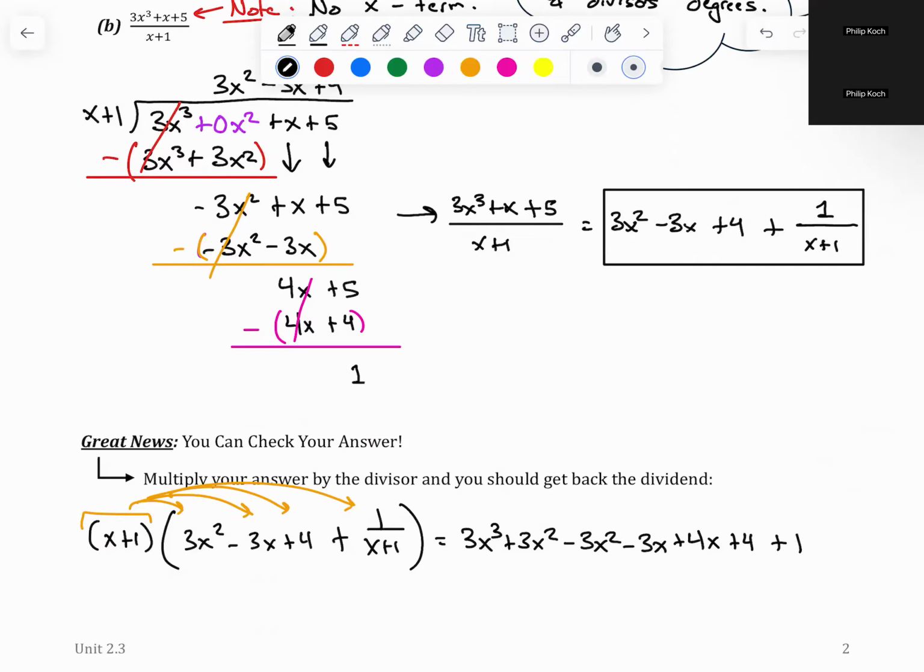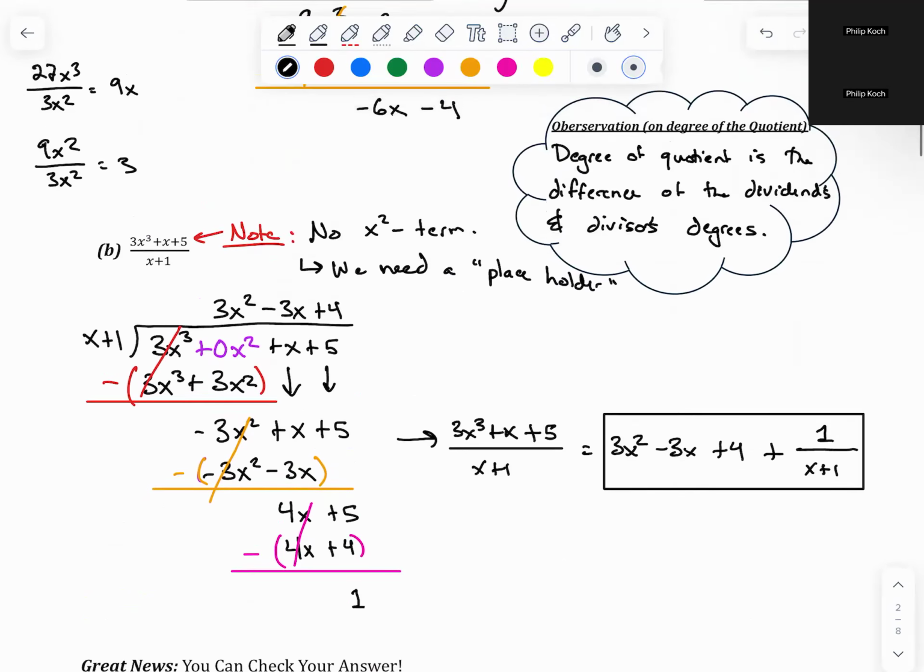You're wondering what? Oh, yes, Ava. Oh, the bubble that says the degree of the quotient is the difference of the dividend's and the divisor's degrees.